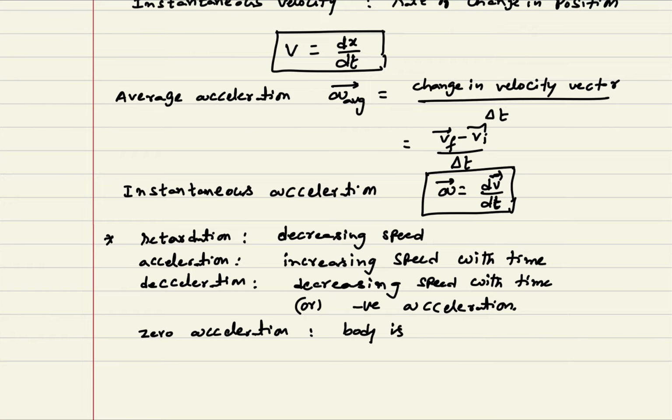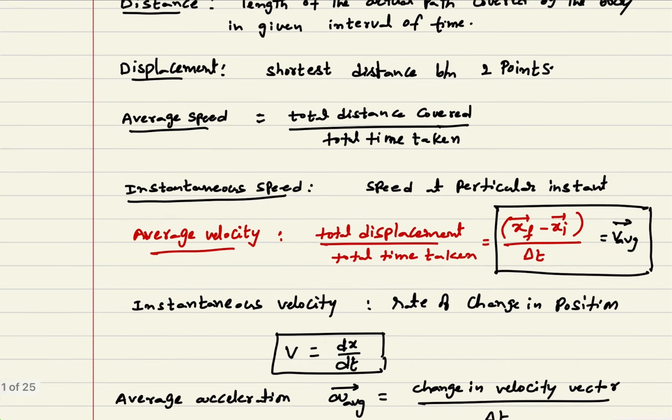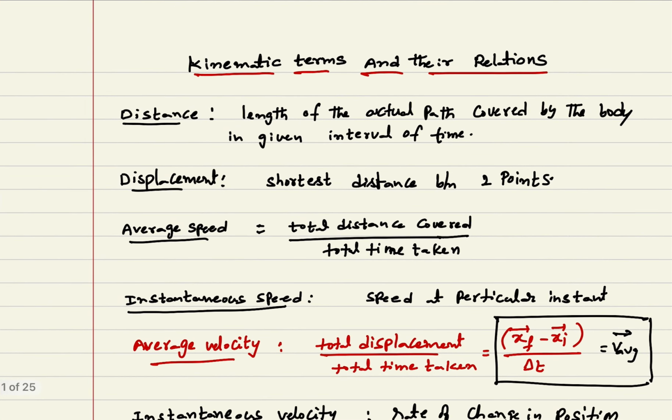Okay. Now zero acceleration. Zero acceleration means the body is moving with constant velocity in a straight line. These are the few terms in kinematics. Now we are going to see how to calculate these.